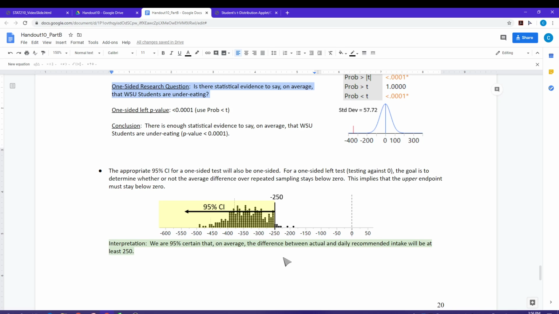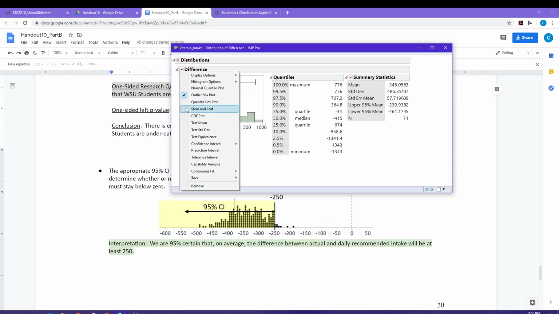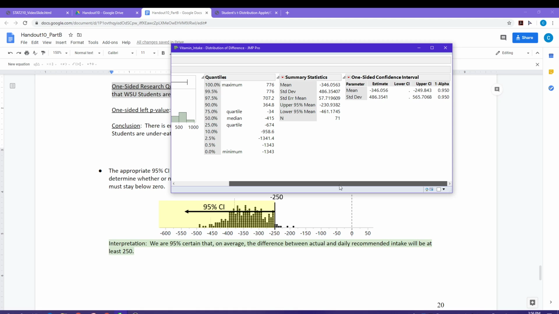To get the 95% confidence interval in JMP, for the one-sided interval, from my drop-down menu, I'm going to select Confidence Interval, Other. I'm going to want to select, for a one-sided left test, the upper limit. Click OK, and that output will be given to you by JMP.